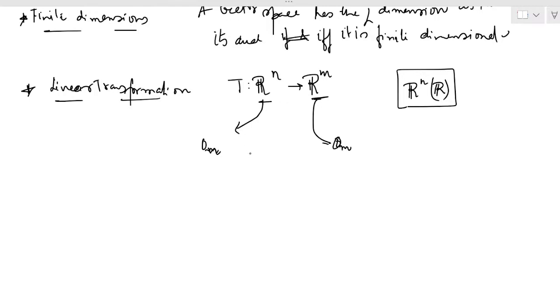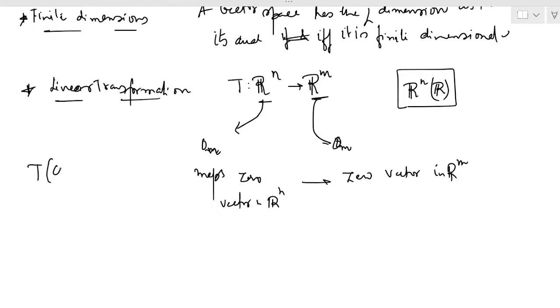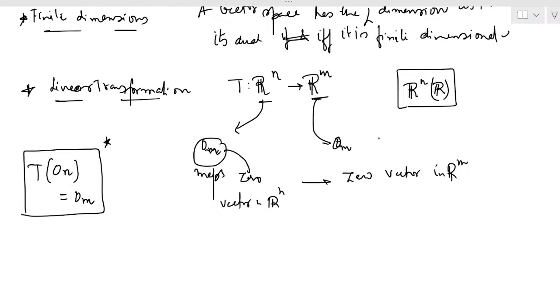Always remember that a linear transformation maps a zero vector in Rn to a zero vector in Rm. This is called a zero vector, or additive identity, whichever way it suits you. What I want to say is that if T is a linear transformation, then it will always map a zero vector in Rn to a zero vector in Rm. Always remember this important result. 0n is the additive identity or zero vector in Rn, and 0m is the additive identity or zero vector in Rm.